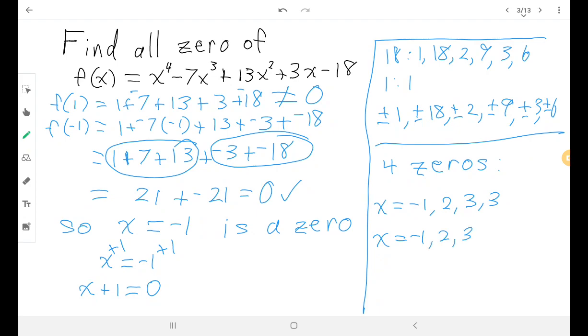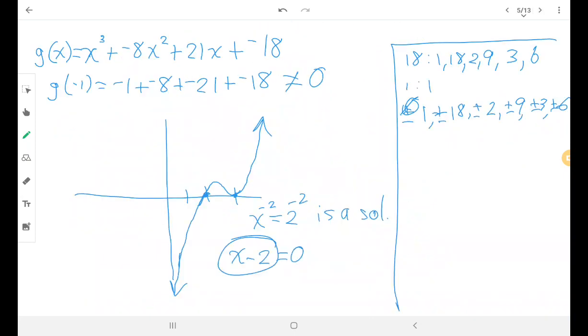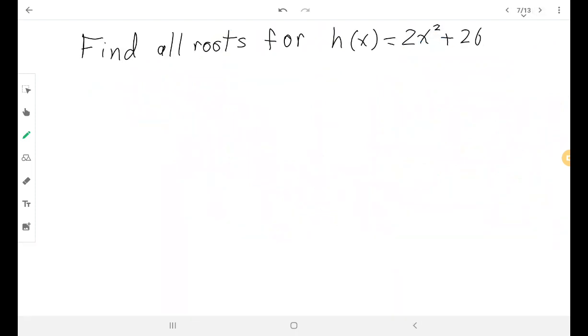They'll say this, and then they'll say 3 has multiplicity 2, meaning 3 happens twice. Okay? So the real solution is that one right there. Okay, so that's finding all the zeros. That's a big problem, but we got through it.